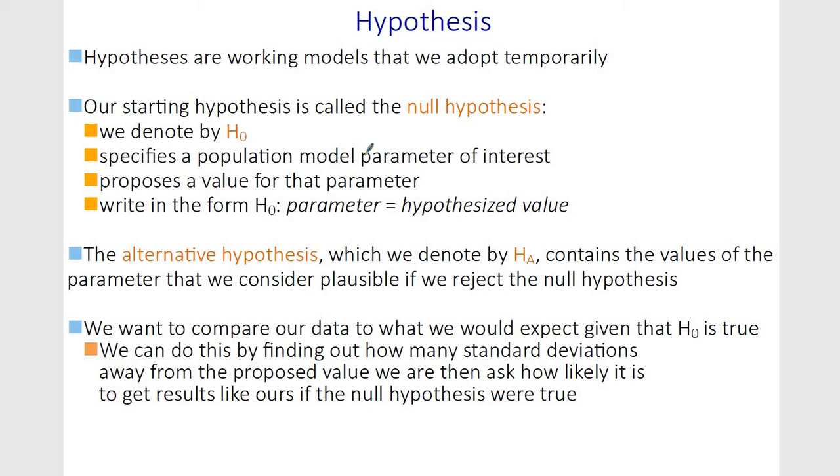The alternative is what you are testing for. You're trying to see what the probability of that is. We denote this by HA, the alternative hypothesis. That's what we consider plausible if we reject the null. We want to compare our data to what we would expect given that the null hypothesis is true. We do that by figuring out how many standard deviations away from our proposed value our data is, so how far apart they are, and then that will give us our probability, using the normal model.